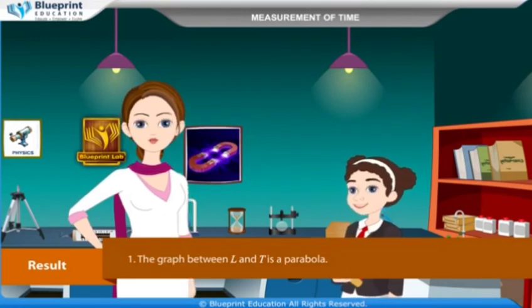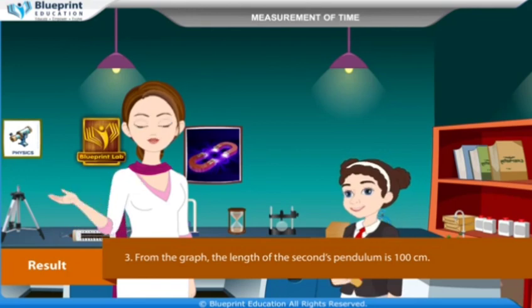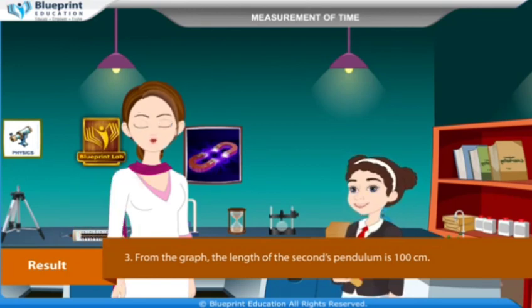Result: the graph between L and T is a parabola. The graph between L and T square is a straight line. From the graph, the length of the second's pendulum is 100 centimeter.